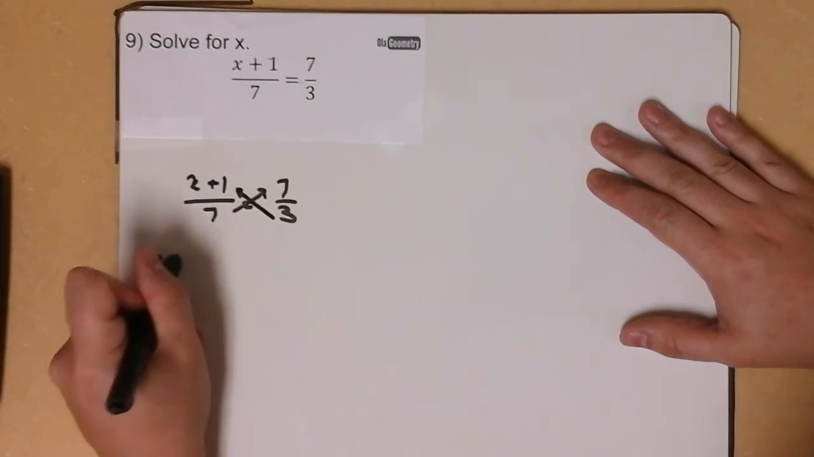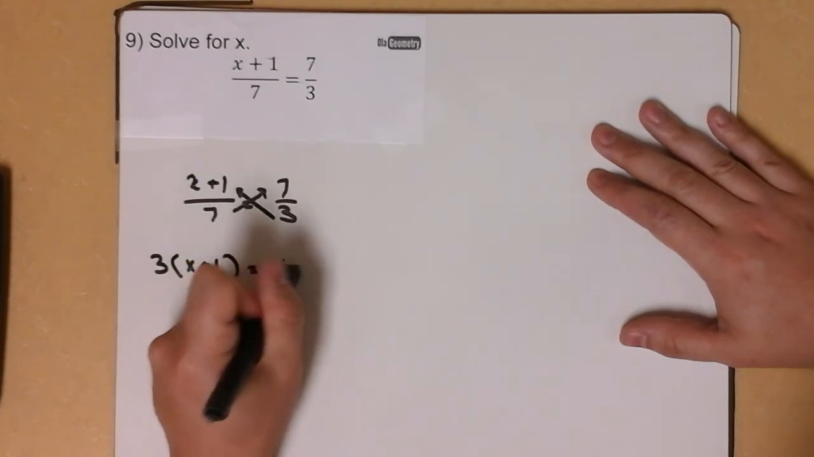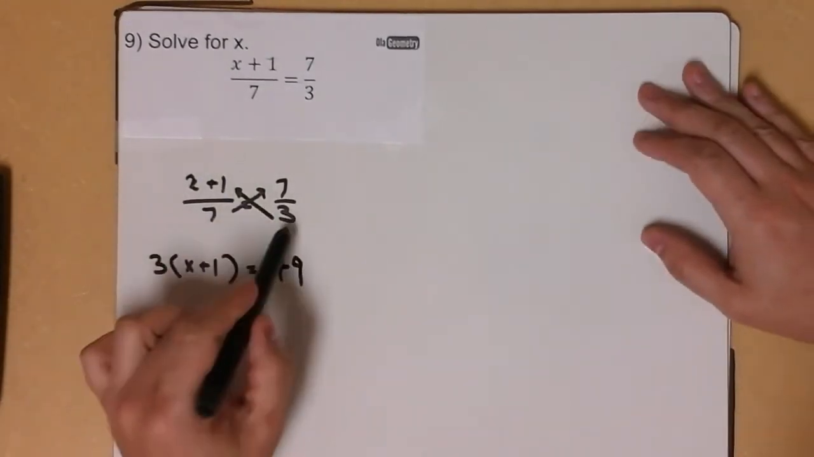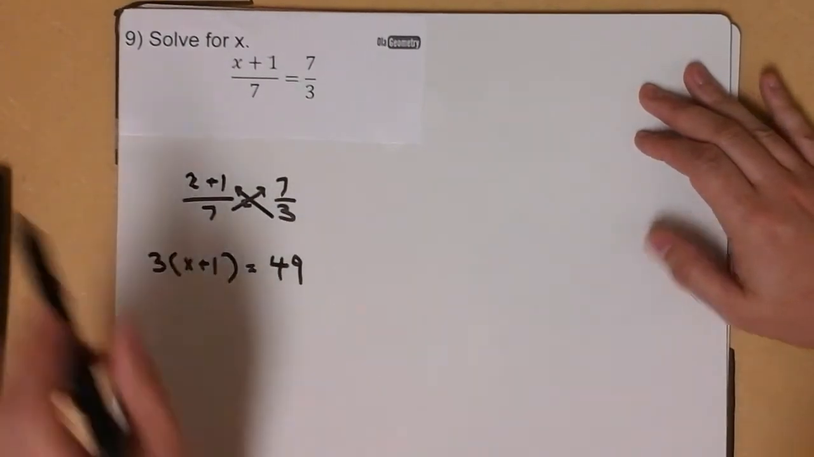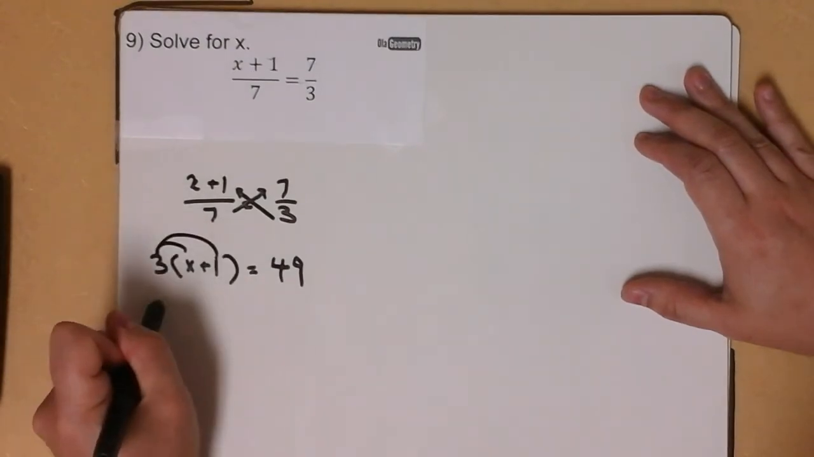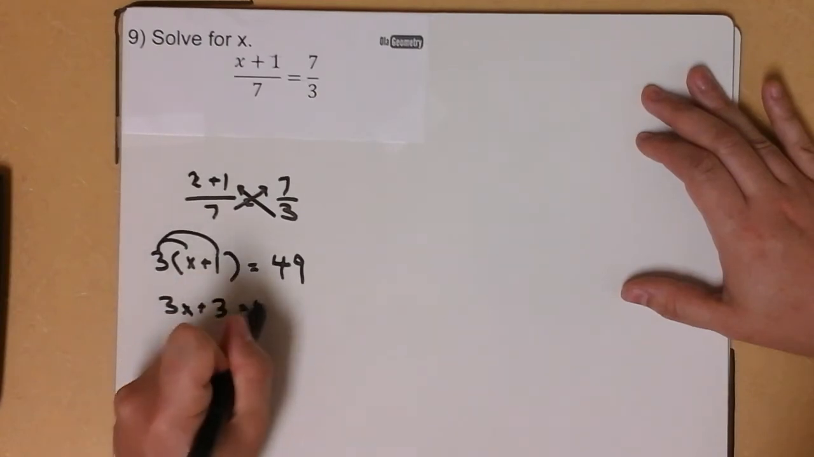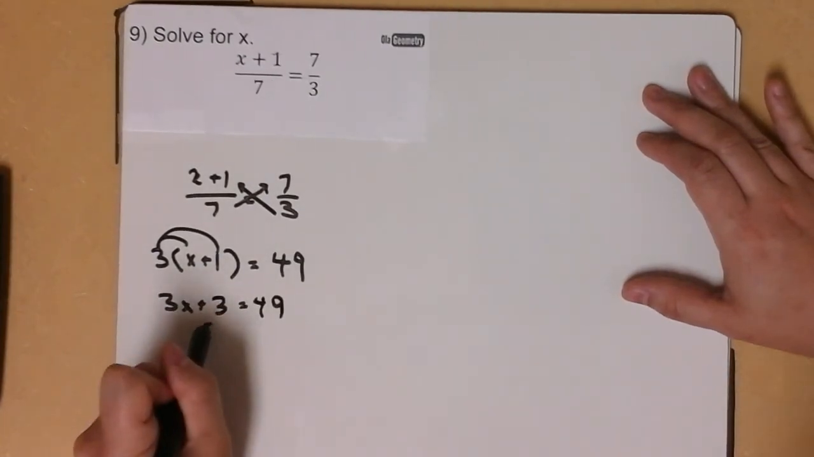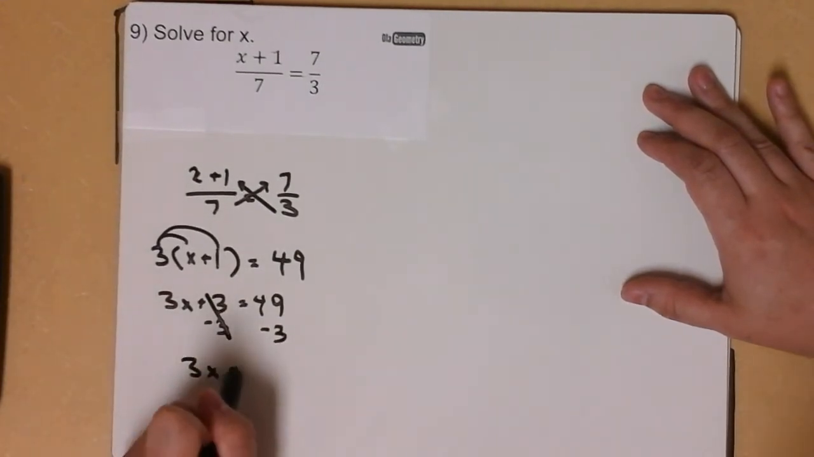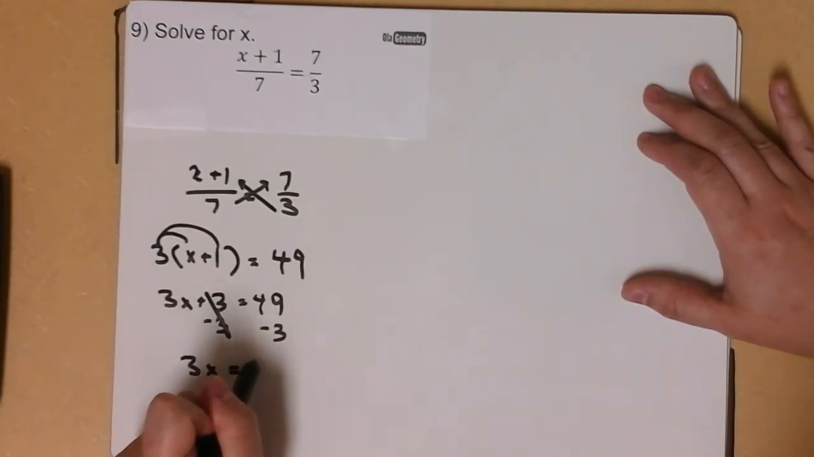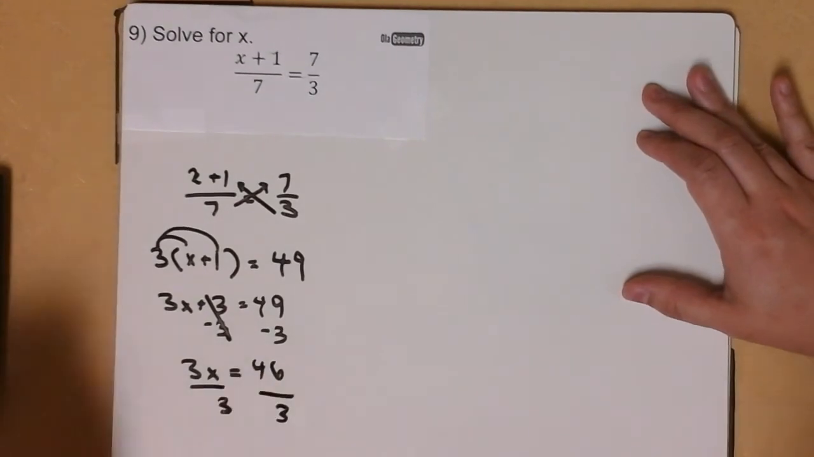So now I have 3 times (x plus 1) equals 49. So let me just explain what happened. I took that 3 and multiplied it to x plus 1. And then I did 7 times 7 and I got 49. Now I'm going to distribute. So I have 3x plus 3 equals 49. Now I'm going to subtract 3. I have 3x equals 46. Then I'm going to divide by 3. And let's see what I get.